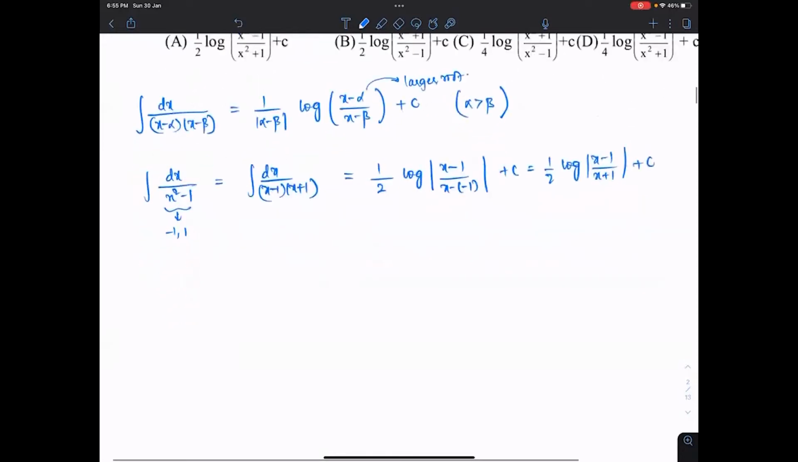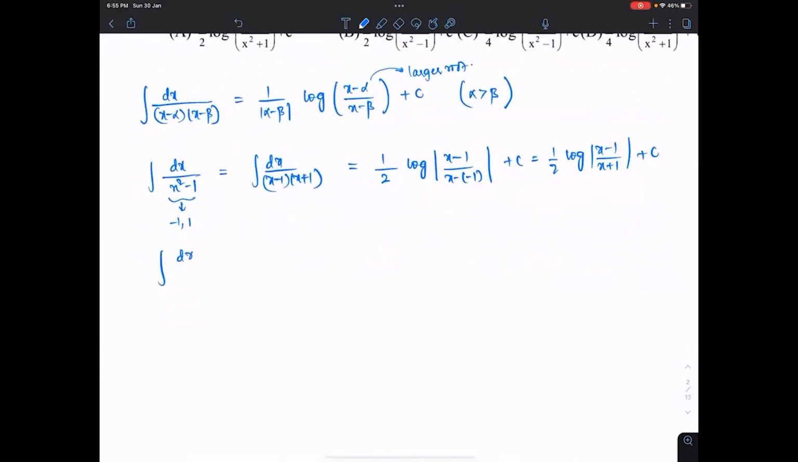Okay. Same way, like if you have integration dx of x square minus 3x plus 2, let's say, you can see clearly the roots of this are 1 and 2. So directly you can write the answer: 1 by difference between the roots, which is 1, log of mod x minus the larger root, which is 2, and the smaller root is 1. This will be the answer.